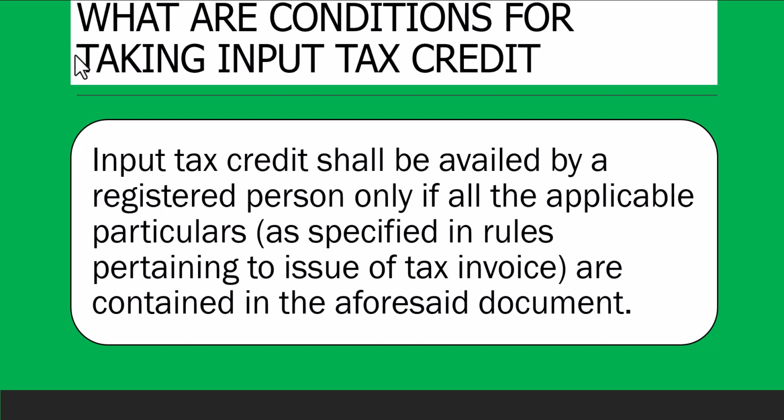What are conditions for taking input tax credit? Input tax credit shall be availed by a registered person only if all the applicable particulars as specified in rules pertaining to issue of tax invoice are contained in the aforesaid document.